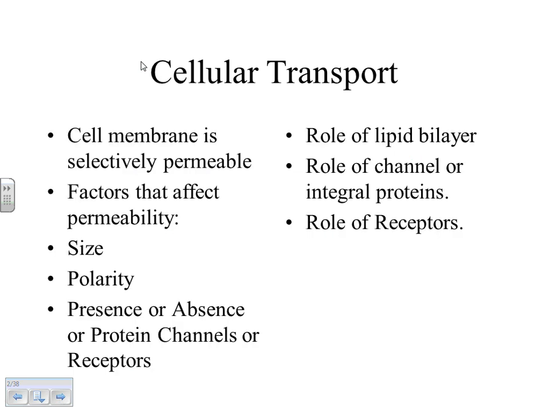Some factors that affect whether or not a substance can enter or leave the cell are size. Small things typically have no problem going through the phospholipid portion of the membrane. Large things do. Polarity is another factor. Things that are either polar or ionic have a really hard time getting through the phospholipid part of the cell membrane. Things that are nonpolar can pretty much go straight through.